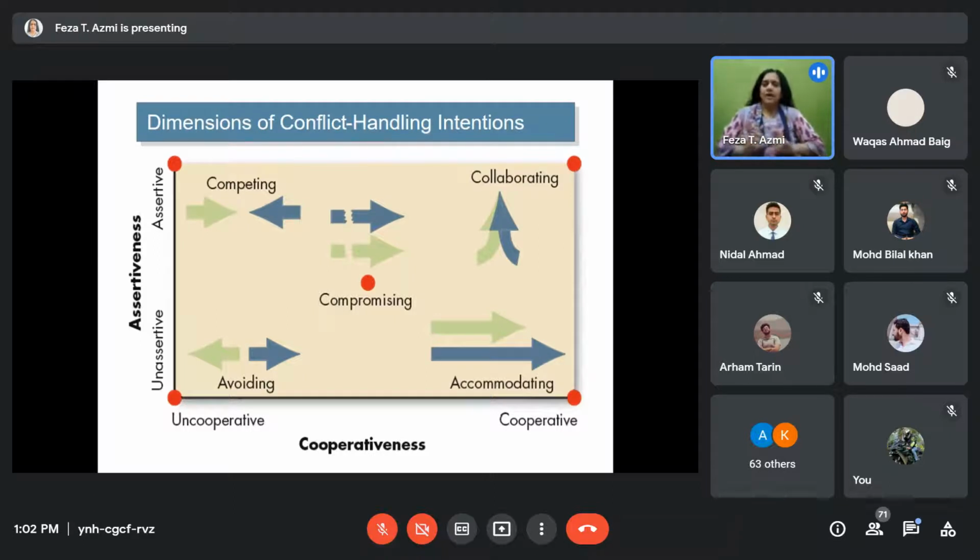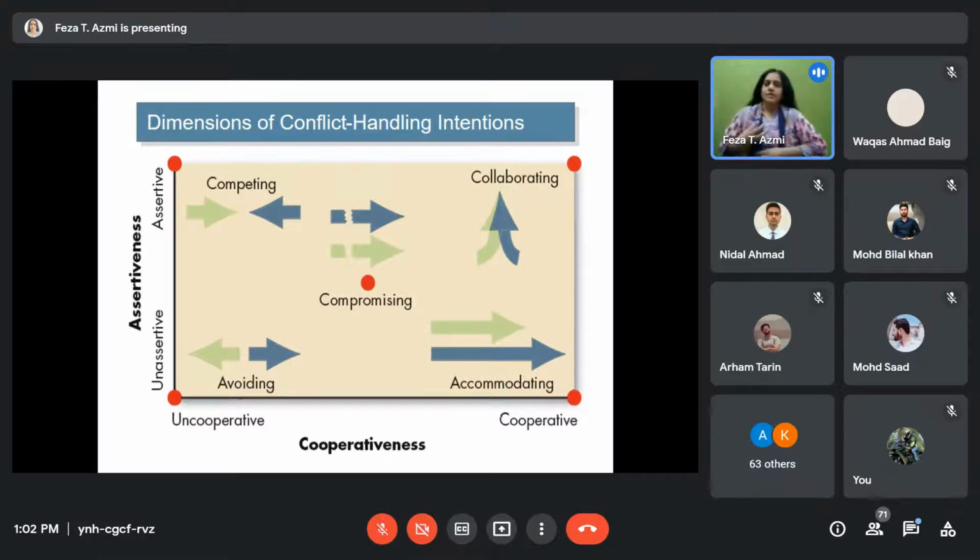So keeping the larger interest of the organization in mind, keeping the larger interest of people in general in mind, or the working of the organization in mind, many a times as managers we have to assert, we have to take a one-sided decision. We have to silence, as we say, in a certain way, the conflict and the problem which is happening.